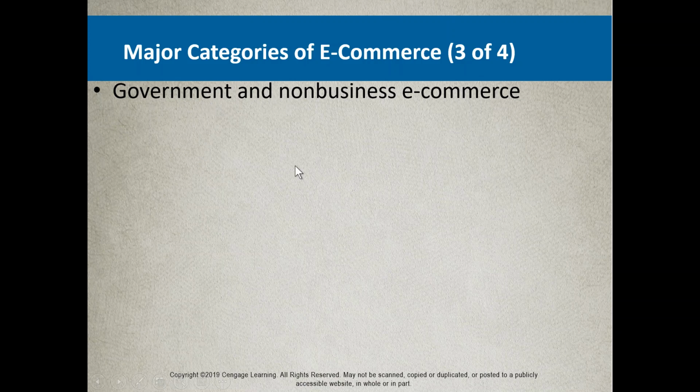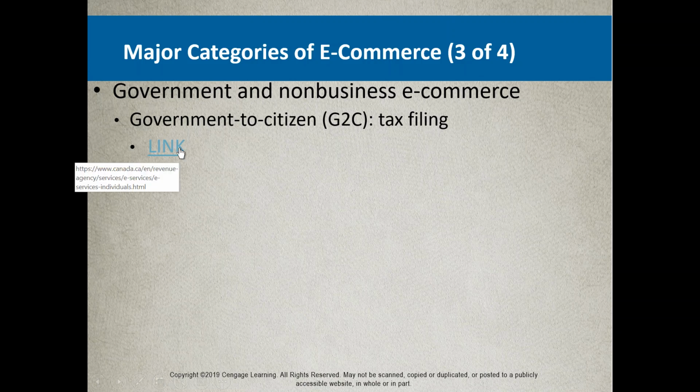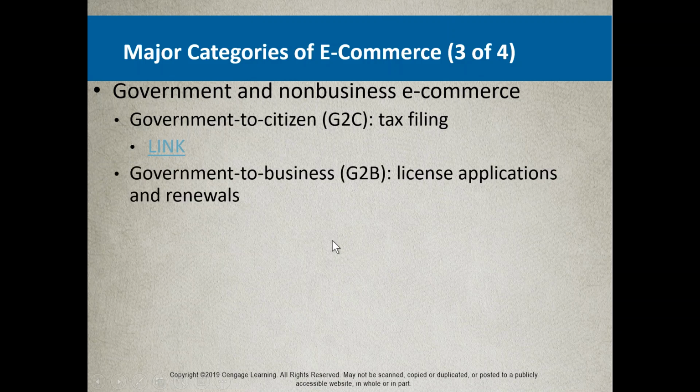So there's government to non-business e-commerce. This would be government to citizens, or G2C. And you see this with tax filings. You can find this with your CRA account. So I put up a link up here if you want. You can go in there and have a look at this. This is an example of a government to consumer model.